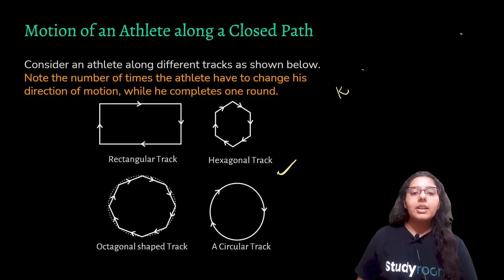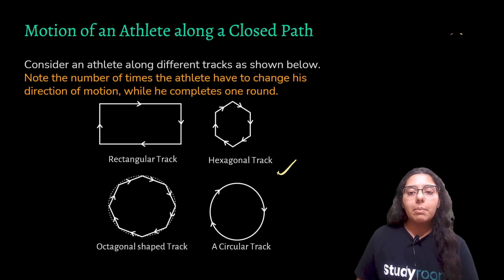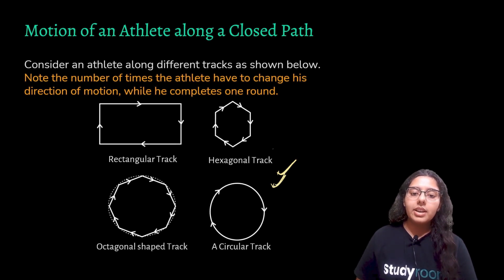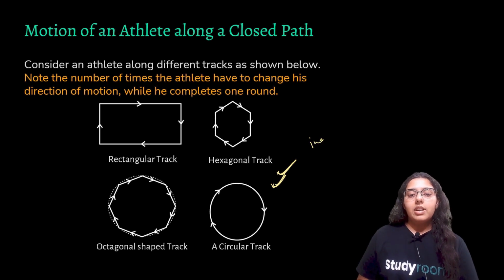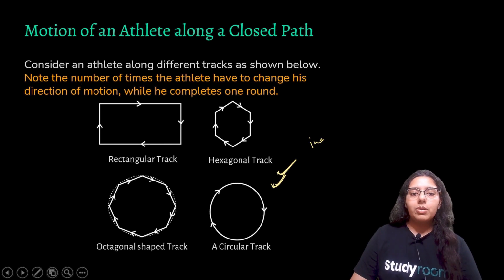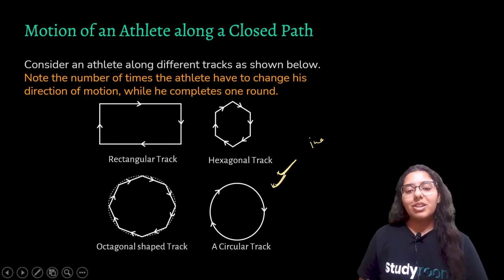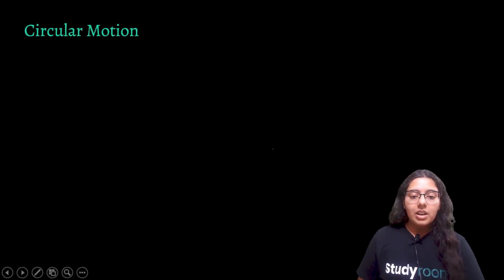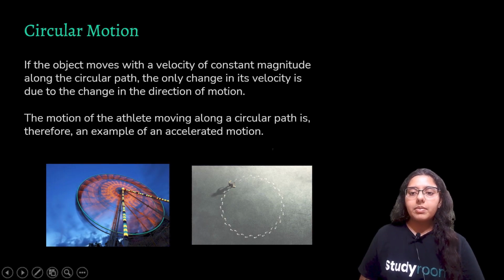So how many turns are there in a circular path? Think about this. Can we count any number of turns? No. In a circular path, the motion is in the tangential direction. I'll explain the tangent in a second. So this is your circle. In a rectangle we could see 4 turns, but we cannot see any turns in this circle. But there are turns at every point.